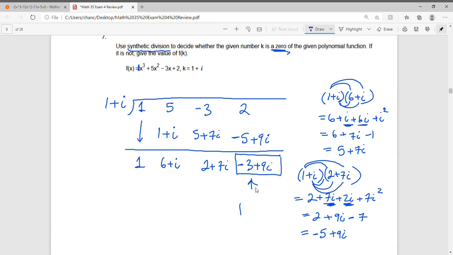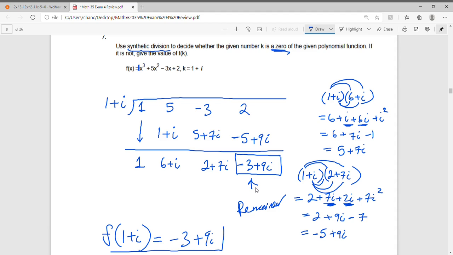This is our remainder. That means 1 plus i is not a 0. And therefore f of 1 plus i is equivalent to negative 3 plus 9i from the remainder theorem. 1 plus i is not a 0, and therefore f of 1 plus i is equal to negative 3 plus 9i.